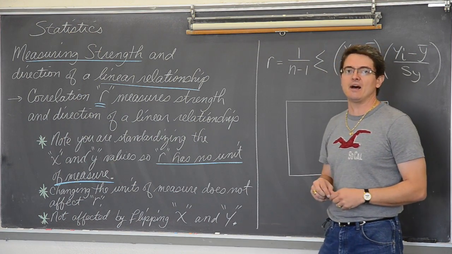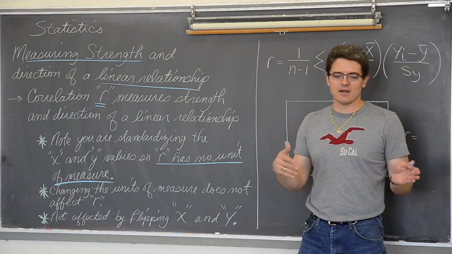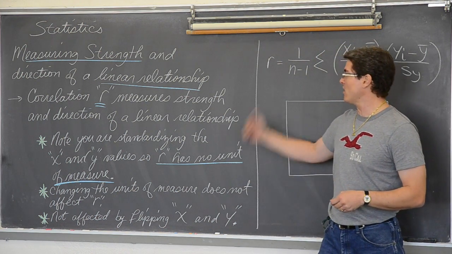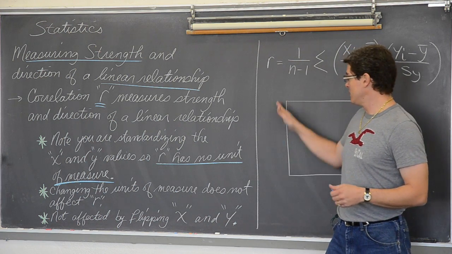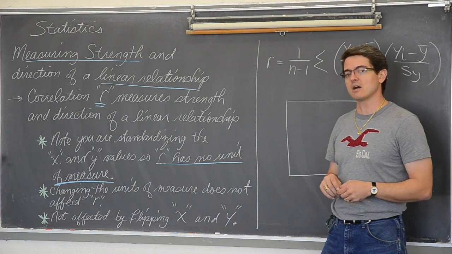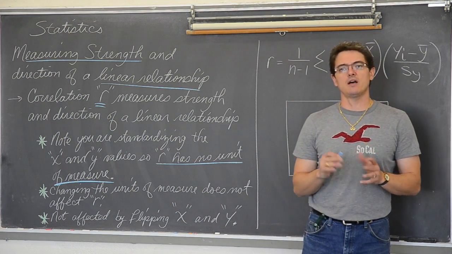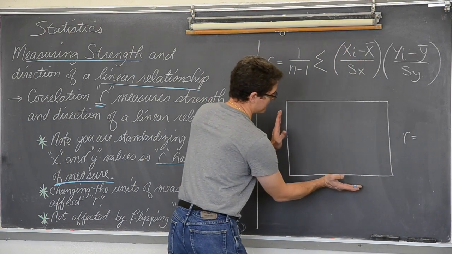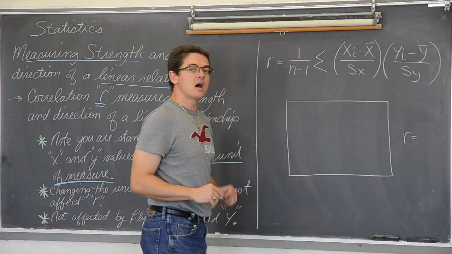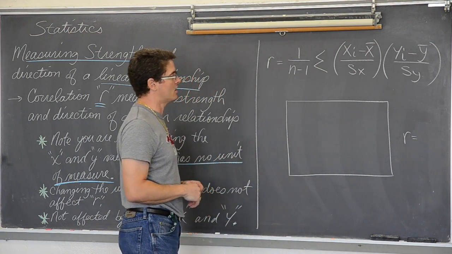Well, if R does not have a unit of measure, then say you want to change the x-axis from, for some reason, inches to feet. That is not going to affect R because R has no unit of measure. So if you convert one or the other axis's unit of measure, it's not going to affect R. And it is also not affected by flipping the x and y values. In other words, if whatever was on the x-axis I now want on the y-axis, that's not going to change the strength measurement for the linear relationship. It's not going to change R.